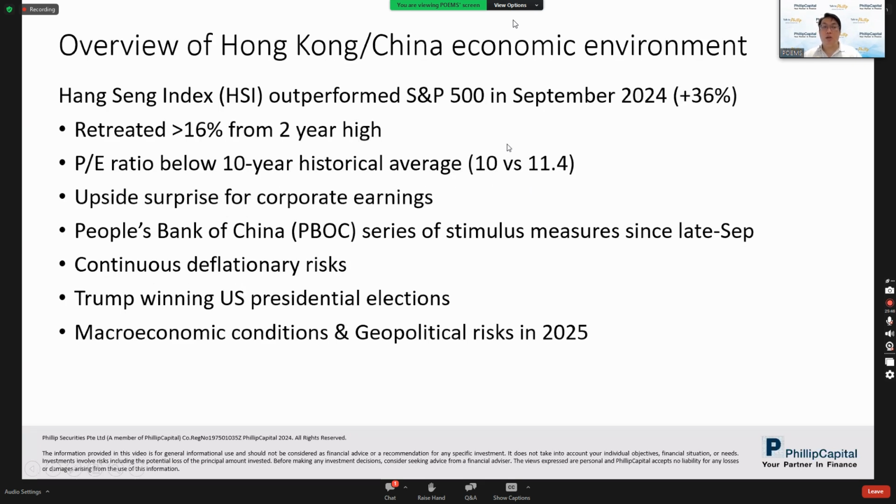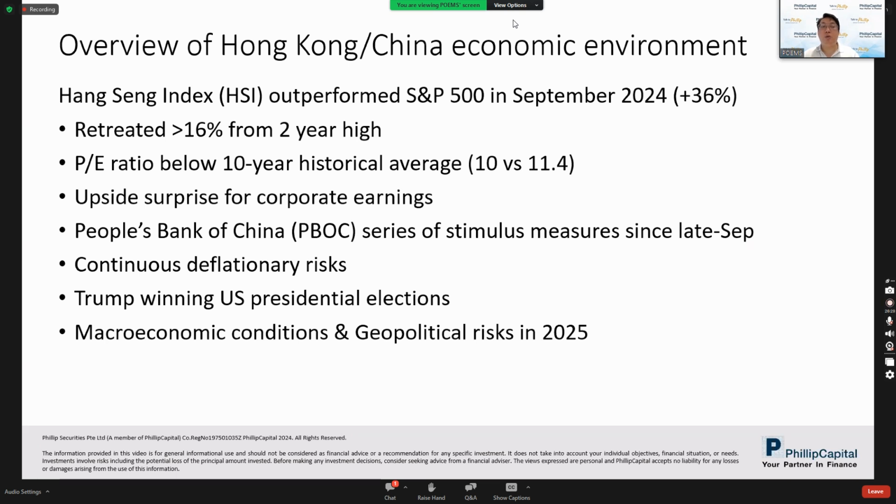For the overview, you can see that Hang Seng actually outperformed the S&P 500 in September 2024. It rose 36% within that month itself. Of course, it has retreated more than 16% from that high level. Right now, the Hang Seng Index is still at a PE ratio of around 10, below the 10-year average PE of 11.4. The recent earnings by the big counters also saw upside surprises. However, share price performance was a bit muted due to the macroeconomic conditions from the US market as well as the Trump election presidency.